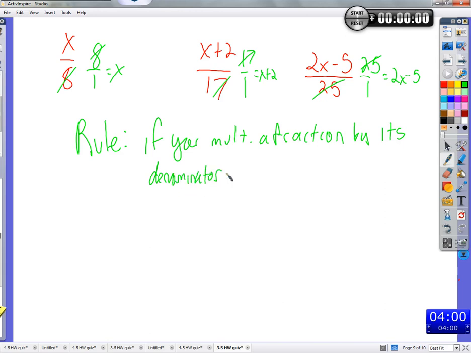Okay, so we started it. If you do that, then what? Derek? We've done it three times: multiply a fraction by its denominator, then you get the numerator left. The numerator is the only thing left.